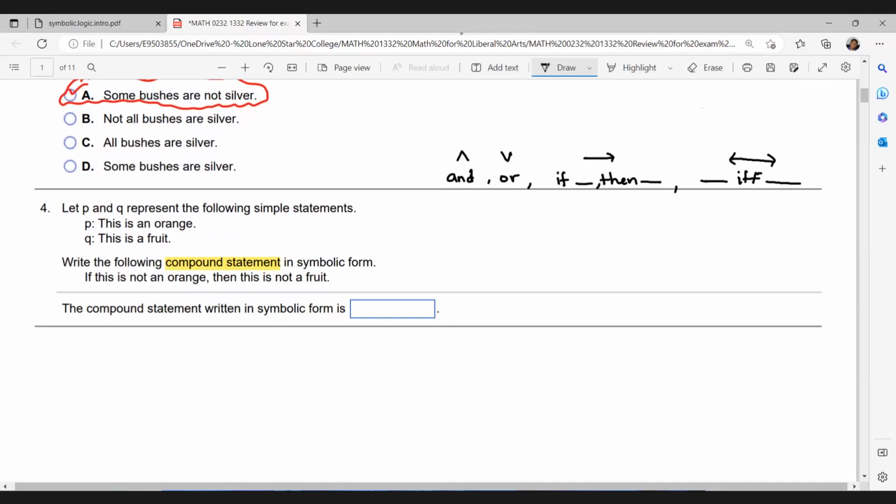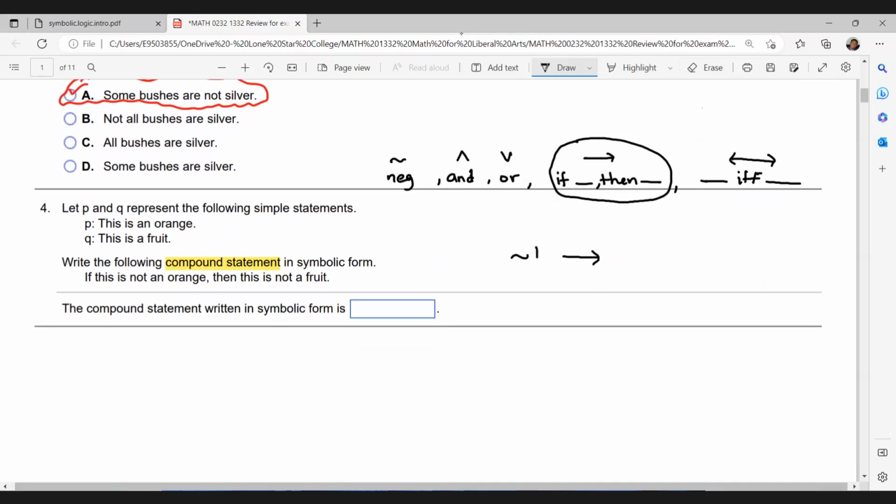Okay, let's see if we can get through some of this work. It says, if this is not an orange, then this is not a fruit. And maybe what I'm forgetting here is the negation. It uses that symbol right there. This compound statement is a conditional. Notice that it says, if something, then something else, so it is a conditional. So I'm expecting to see this symbol on here. If this is not an orange, that seems to be the negation of P.